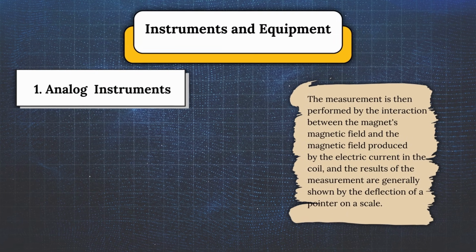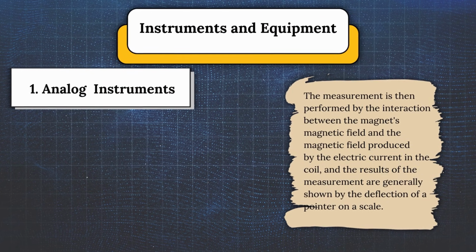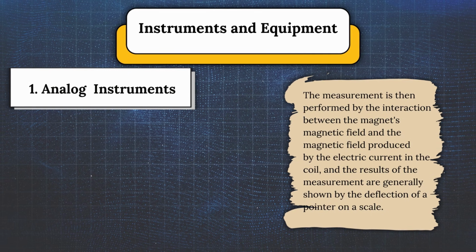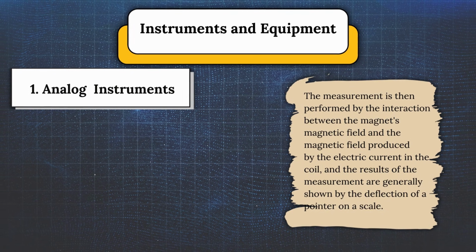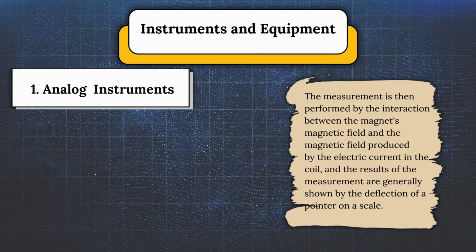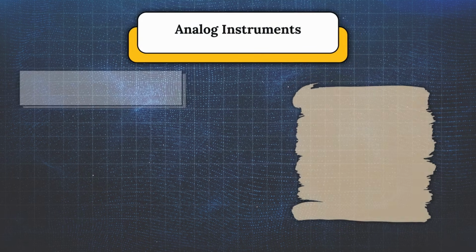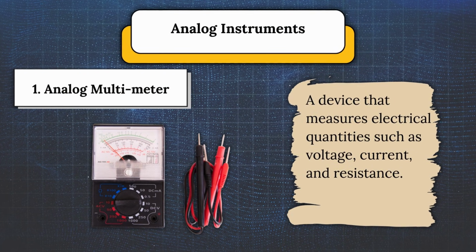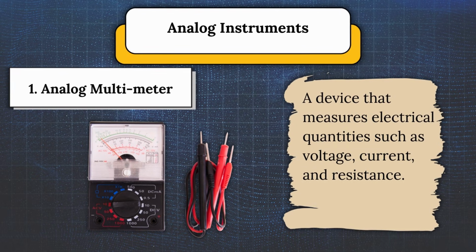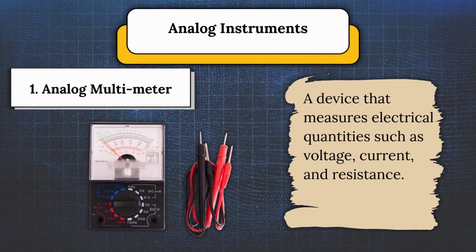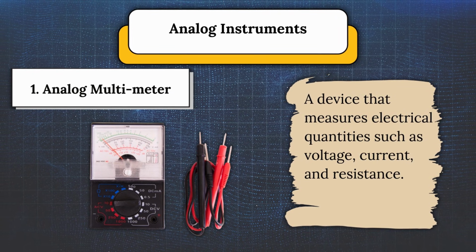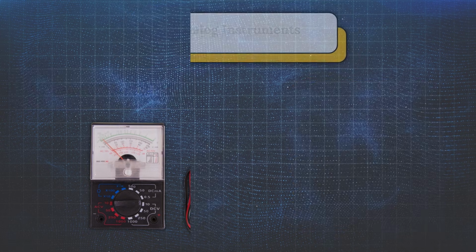The measurement is then performed by the interaction between the magnet's magnetic field and the magnetic field produced by the electric current in the coil, and the results of the measurement are generally shown by the deflection of a pointer on a scale. Examples are: Number 1. Analog multimeter. It is a device that measures electrical quantities such as voltage, current, and resistance.